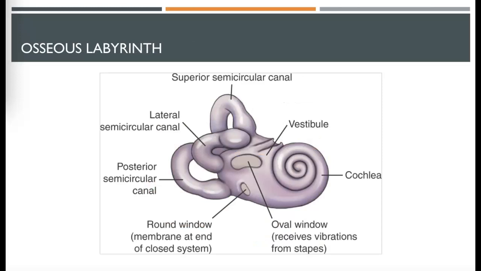This picture is just showing you the osseous labyrinth. Again, that was one of the parts of the internal ear. Again, that's divided into the three parts: the cochlea, the vestibule, and the semicircular canals.